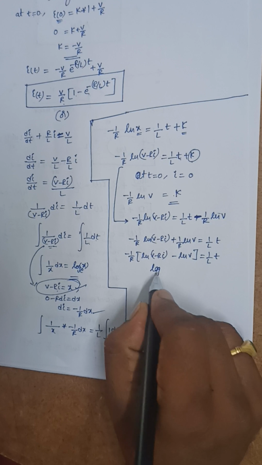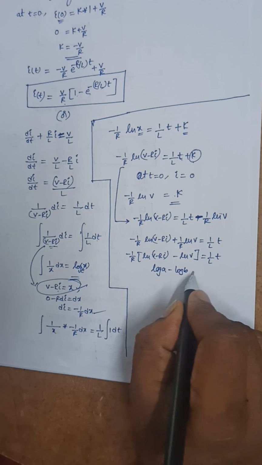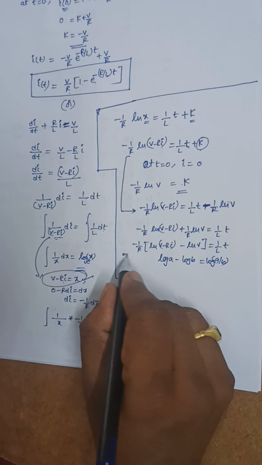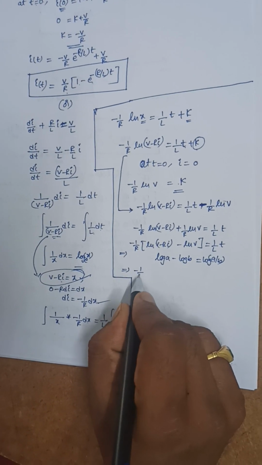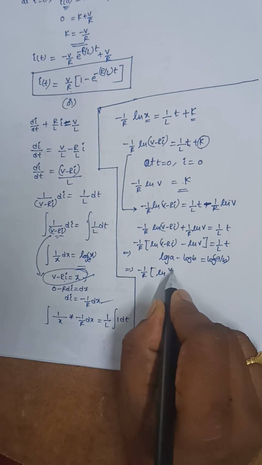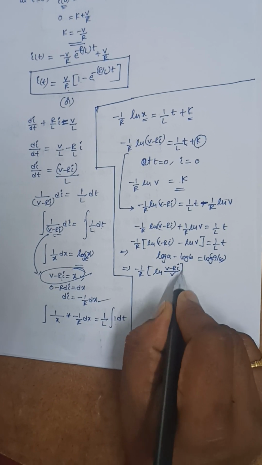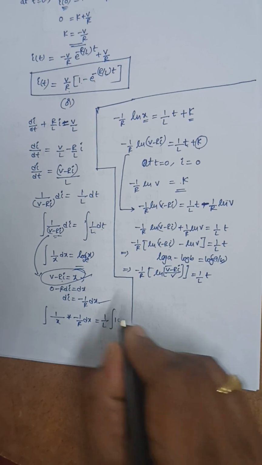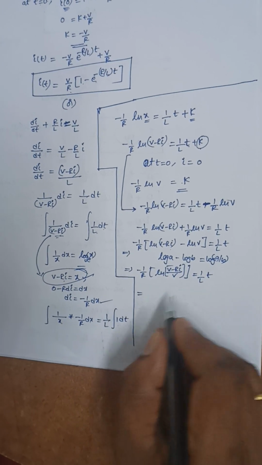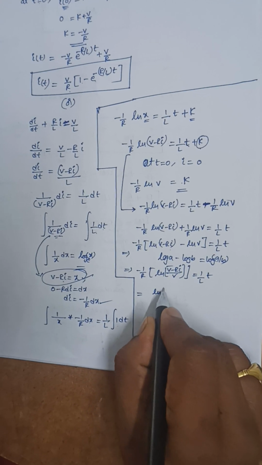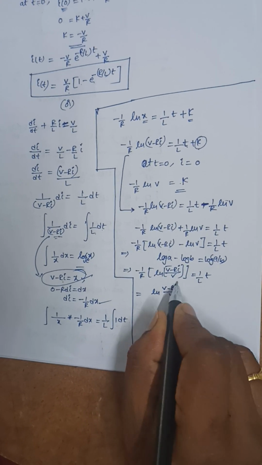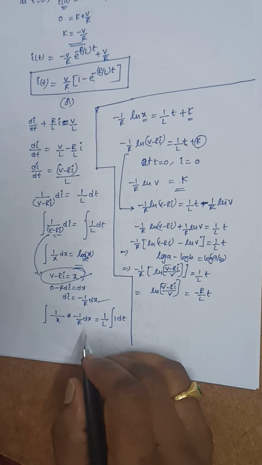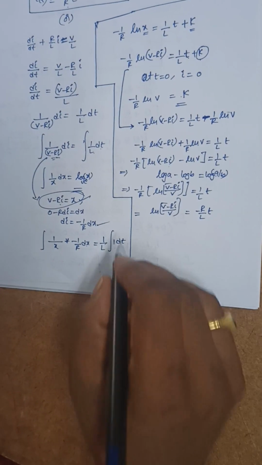Log a minus log b is equal to log a by b, that is the formula. If I apply this formula here, it becomes minus 1 by R into ln of (V minus RI) divided by V, a by b, that is equal to 1 by L into t. If I bring this term to the right side of the equation, ln of (V minus RI) divided by V is equal to minus R by L into t.